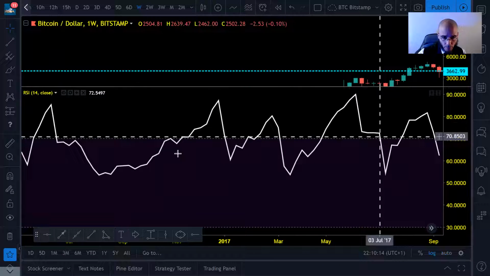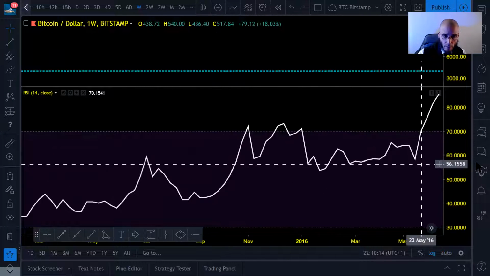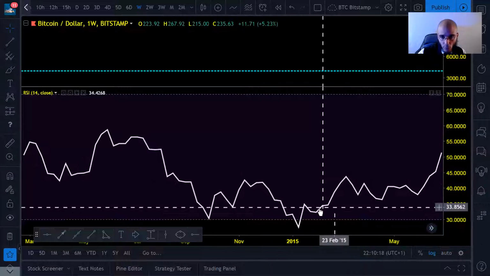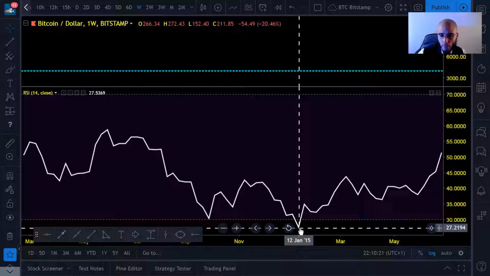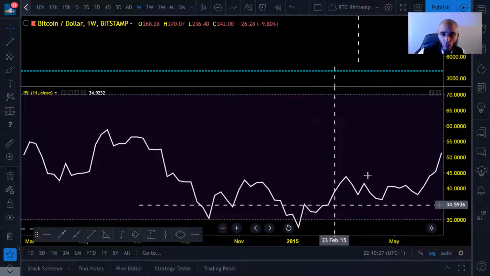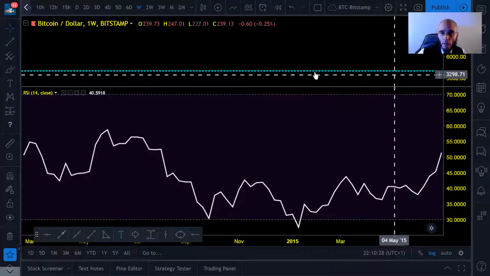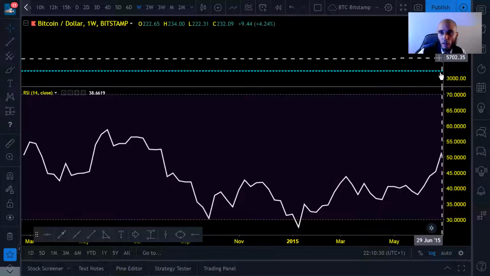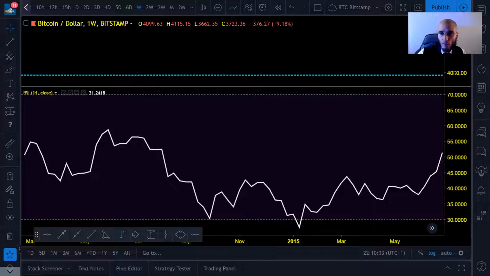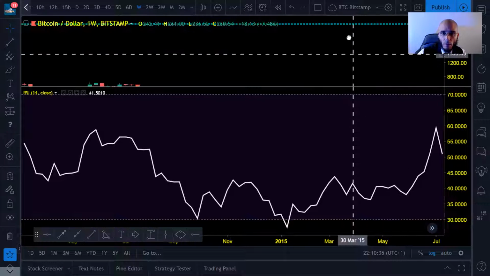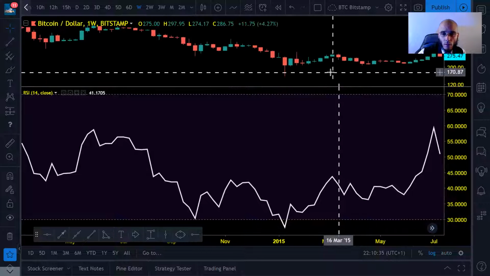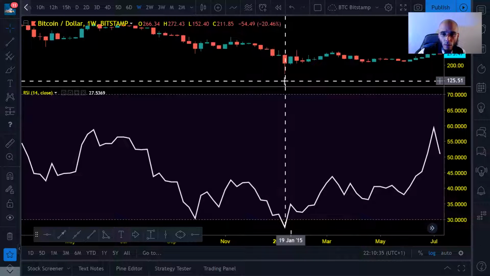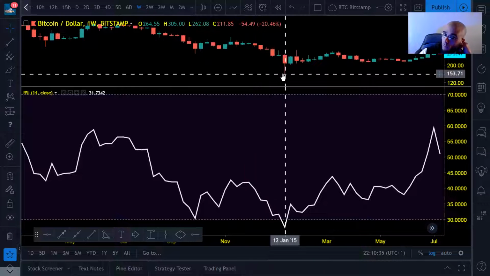If we go back to the last bear market, here you can see clearly that we went below. We went to 27, close to 26, and then we went higher. And it was around the end of the bear market. At least I think. Let's see if we can see that. Here. So it was the low of the bear market.